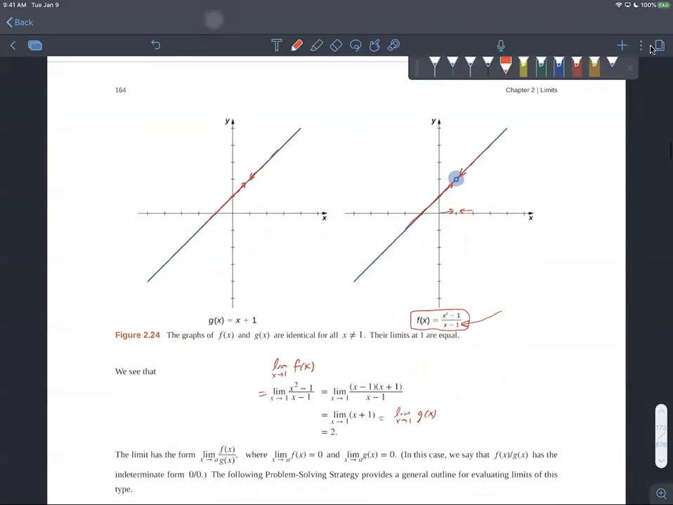Okay, as you can see from that string of equalities, the limit as x approaches 1 of f of x is equal to the limit as x approaches 1 of g of x. These two are equal in limits, but they are not the same function when x is equal to 1. But remember, the limit as x approaches 1 does not pay attention to what's happening exactly at 1, just near 1.